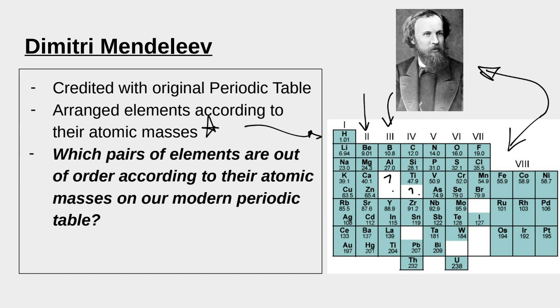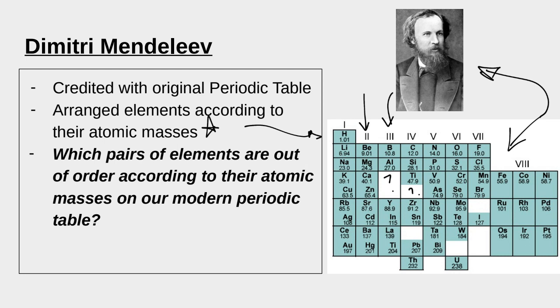So he recognized that there was a trend going across and down the periodic table. But again, there were many holes just because he didn't have all of the elements at his disposal at the time. I want you to look at your current periodic table, the modern one that we look at now.